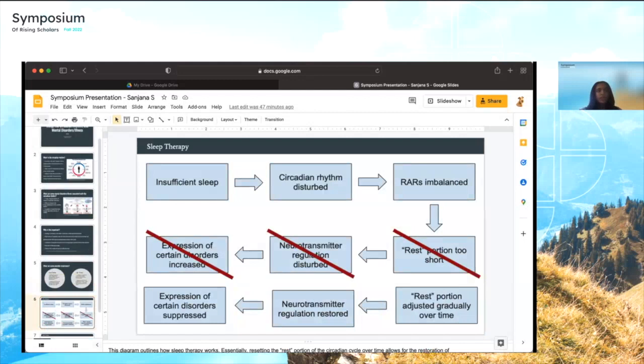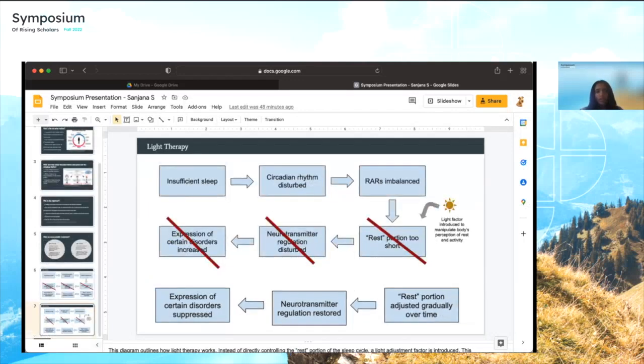This diagram outlines how sleep therapy works. Essentially, resetting the rest portion of the circadian cycle over time allows for the restoration of neurotransmitter regulation, which in turn suppresses the expression of certain disorders. And this diagram outlines how light therapy works. Instead of directly controlling the rest portion, a light adjustment factor is introduced, which changes the body's perception of night and day at a molecular level and restores neurotransmitter regulation.